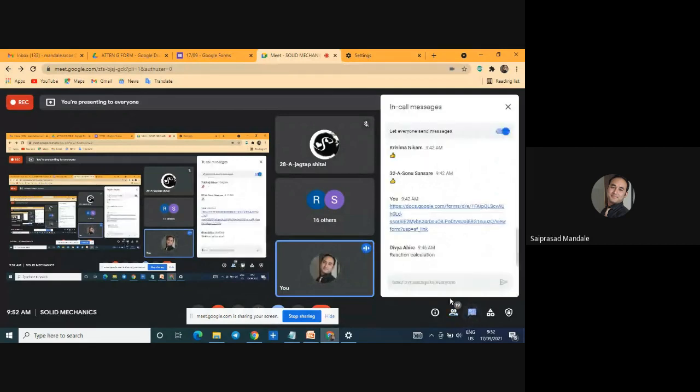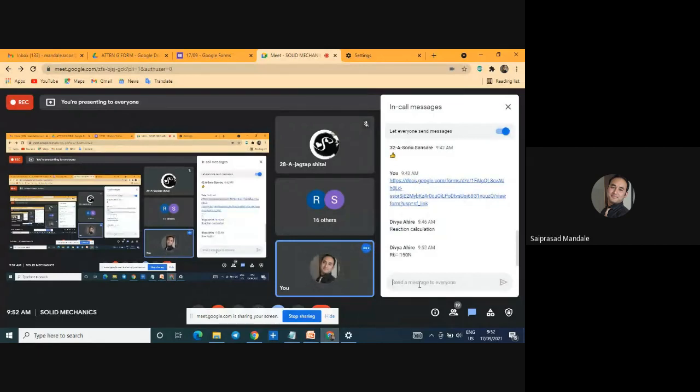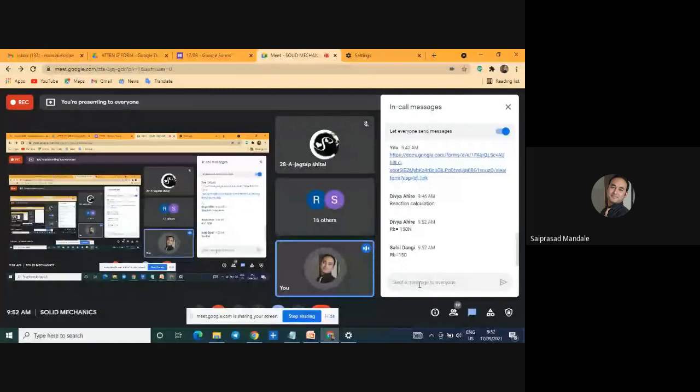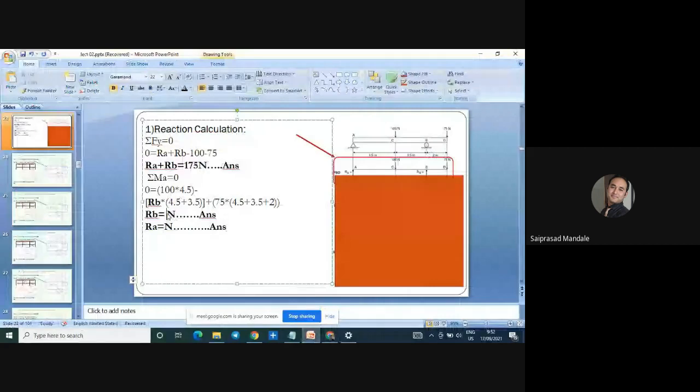Once you put the value of RA or RB into the chat box, or else you can unmute yourself and tell me the answer. If you have any doubt, you can ask. Divya Ahire is saying RB equals 150. Sahil Dangi is saying 150. So I trust both of you. I'm going to write the value of RB is 150 Newton.